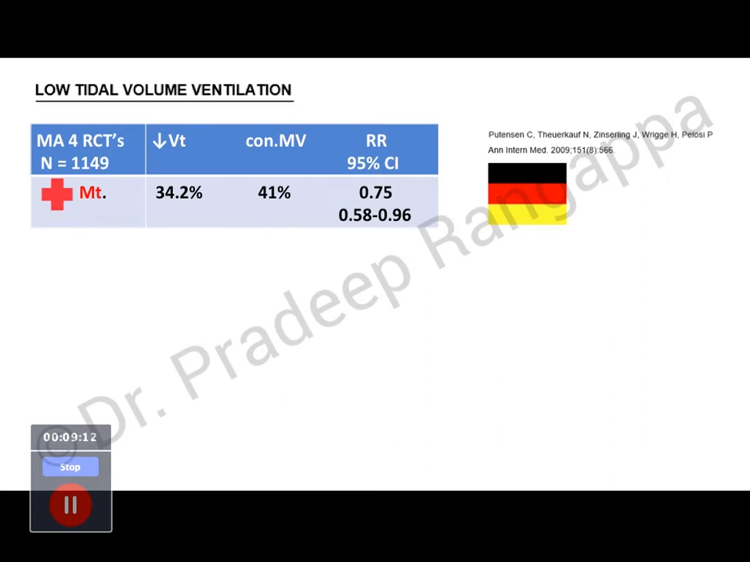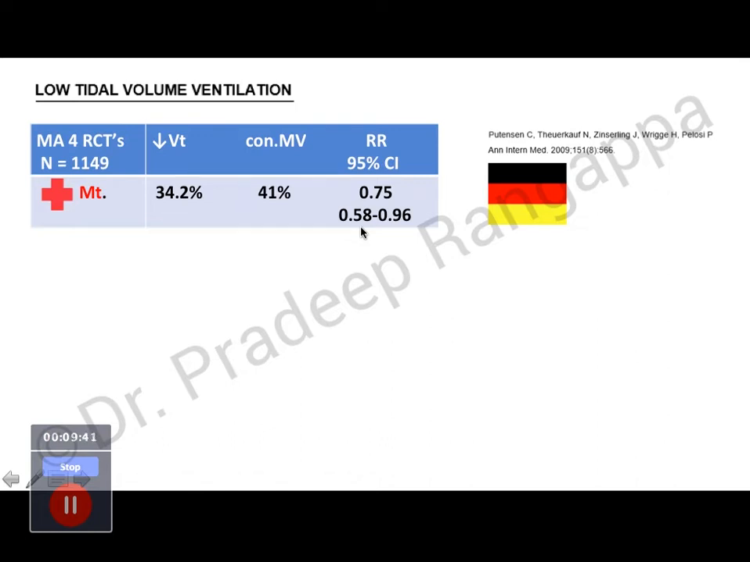After that, obviously one study shows a dramatic effect, so there are multiple people who would do studies. The German people did a big meta-analysis of 1149 patients, and even there they found that your risk of dying is significantly less with low tidal volume. As you see, it's 34.2% when compared to conventional ventilation with 41%. And that was also significant. We can see the confidence interval is 0.58 to 0.96, which is statistically significant.